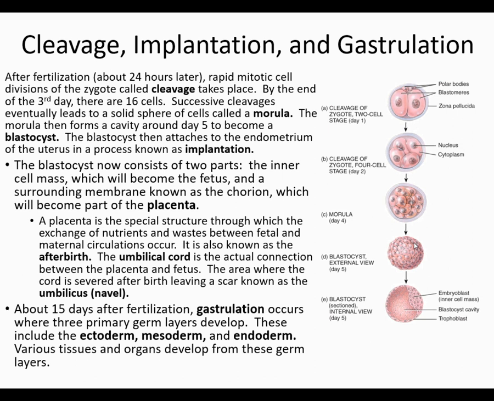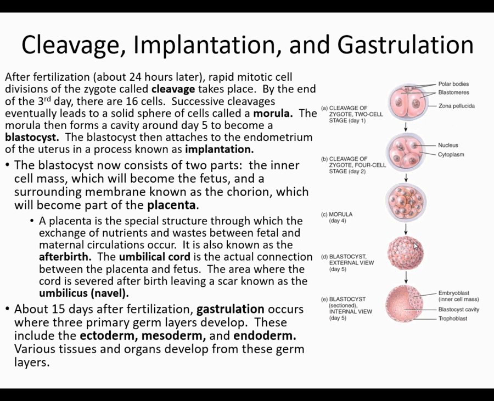The placenta itself is a structure through which the exchange of nutrients and waste occurs between the fetal and maternal circulations. It's also known as afterbirth because this is what's pushed out of the female after the baby has come out. The umbilical cord is the actual connection between the placenta and the fetus, and what's left over after the umbilical cord has been cut is a scar known as the umbilicus or navel.